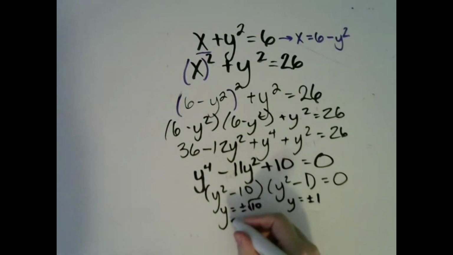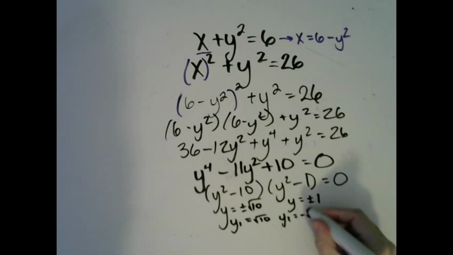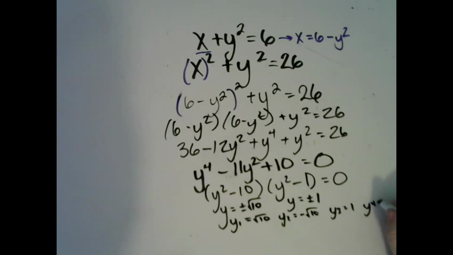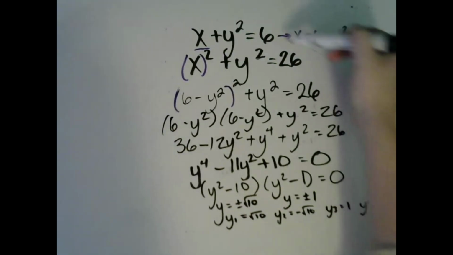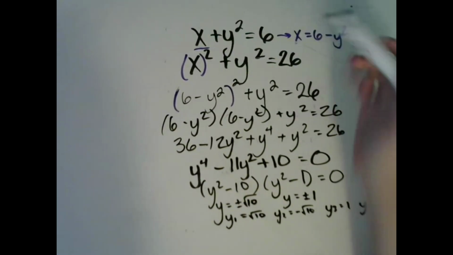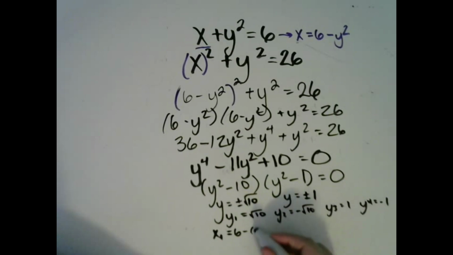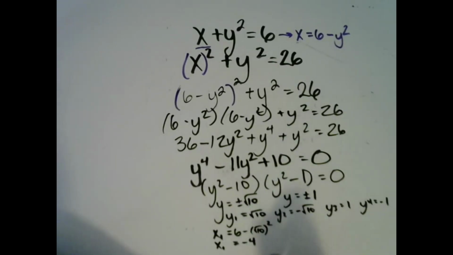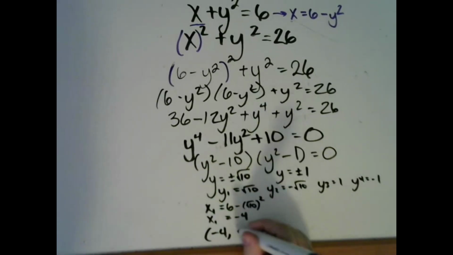But let's break out all of our answers. We have y1 equals rad 10, y2 equals negative rad 10, y3 equals 1, and y4 equals negative 1. Plugging each of these back in, it appears that this equation is going to be the easiest because it's already solved for x. So I'm going to say that x1 is equal to 6 minus the square root of 10 squared. That means x1 is equal to 6 minus 10, which means that x1 is equal to negative 4. My first solution is negative 4, rad 10.